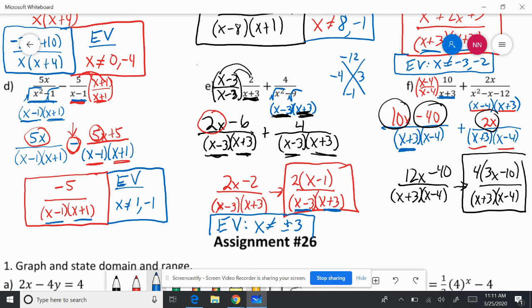Now, for my second answer, once again, excluded values is what gives me 0 for the denominator. So I'm just looking at my denominator. What would I plug in there to give me a 0? It's the opposite, negative 3. What would I plug in here to give me a 0? It would be the opposite. That would be 4.